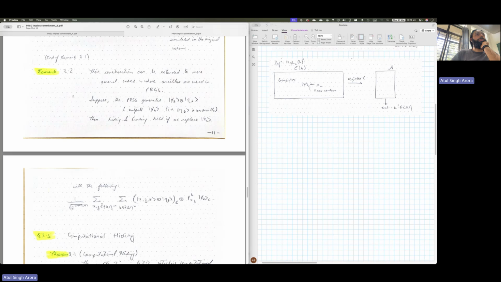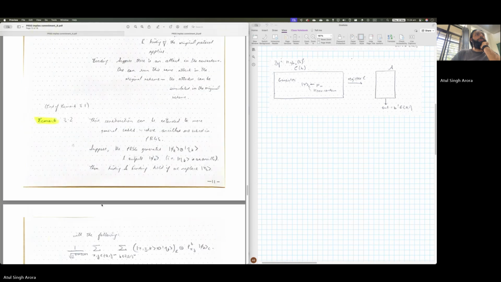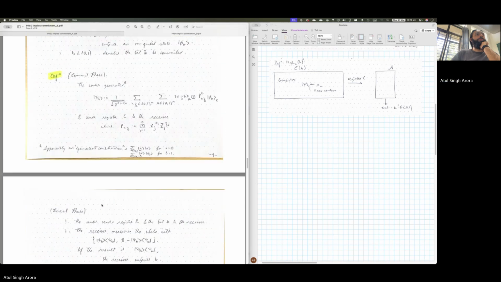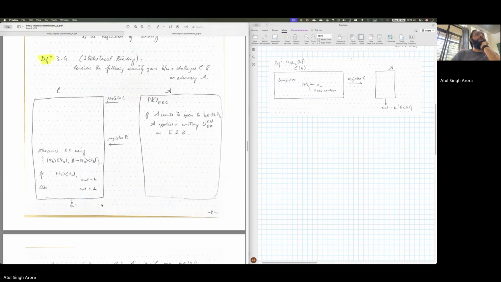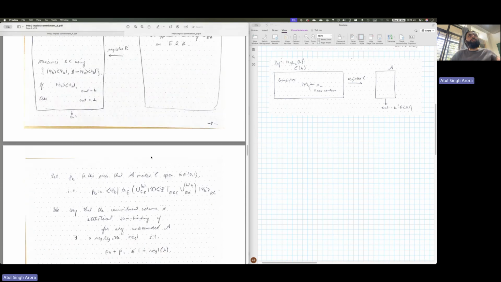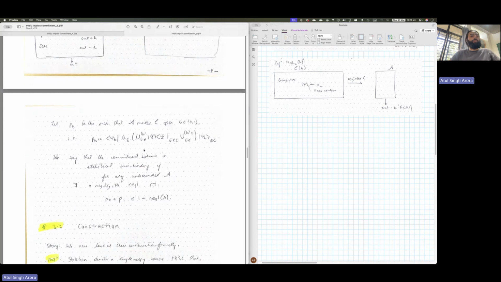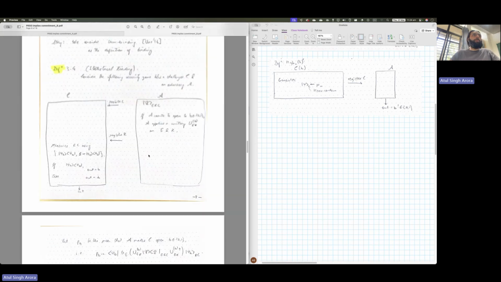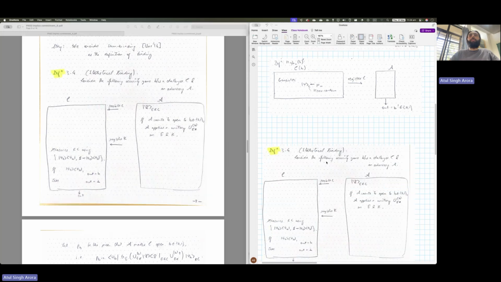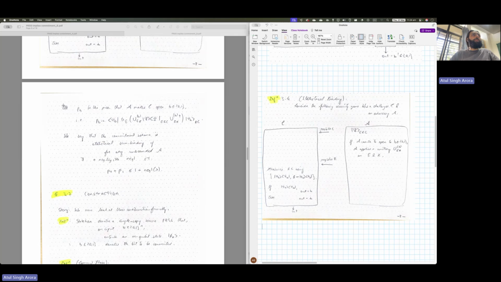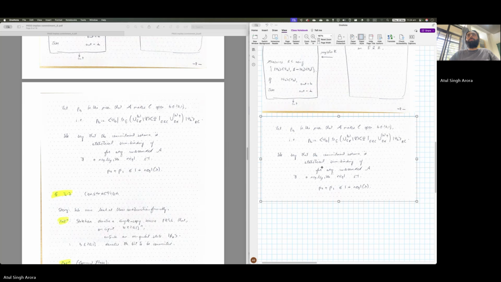Where is it? Okay, so this is the definition of sum binding. Let me copy it for you. There's this part. Okay, and then there's this part. Okay. All right.